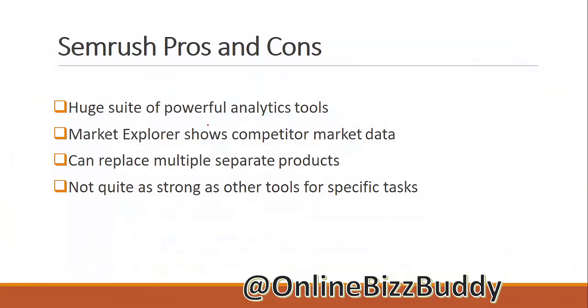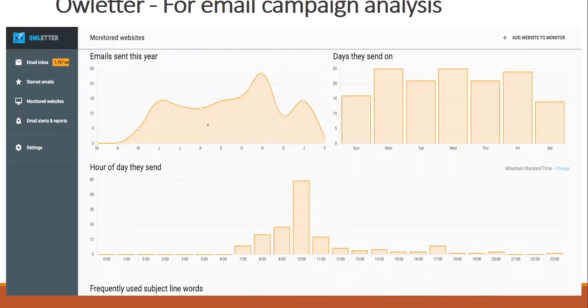What are the pros and cons of SEMrush? Of course, it has a huge suite of powerful analytical tools, as we have already seen. It offers market explorers, shows competitor market data, and can replace multiple separate products. And of course, it's not as strong as other tools, right? So you can always focus on using 2 or 3 tools to derive better results. Let's look at the other one, Owletter, right?